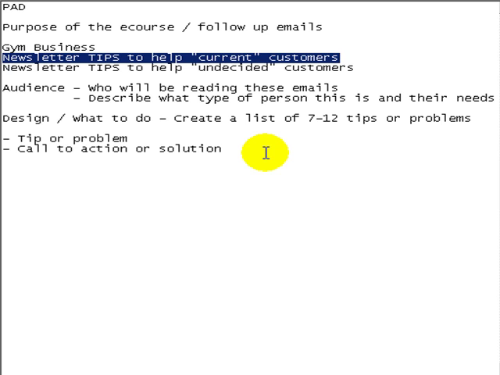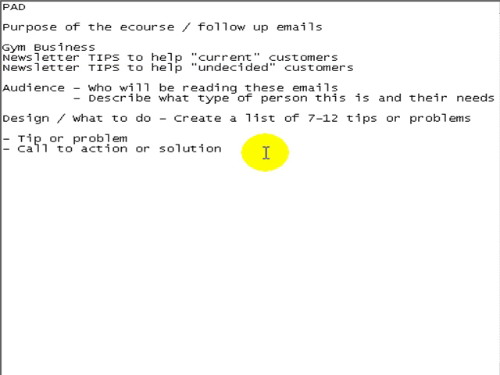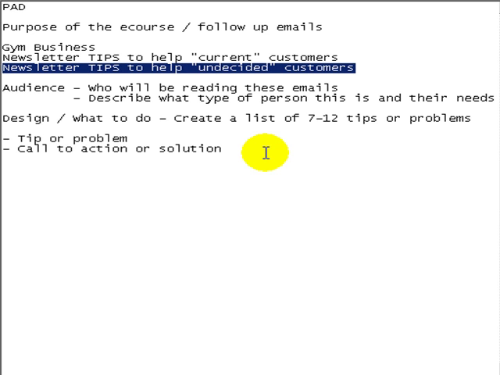You have weight loss, people that want to lose weight, people that want to gain muscle, people that want to increase their endurance, people that want to increase their speed, things like that. So you have new newsletter tips to help current customers. Then you have newsletter tips to help undecided customers.